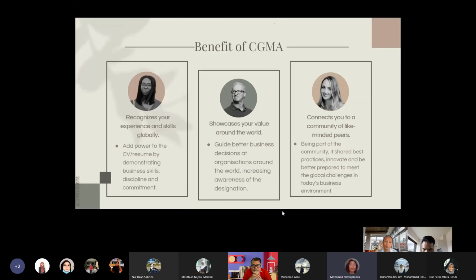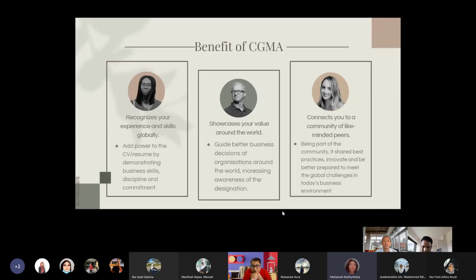Okay, next. So what is the benefit of CGMA? It recognizes your experience and skills globally, and you can add it to your CV or resume by demonstrating your CGMA business skills, discipline, and framework. Not just that, you can showcase your value around the world and guide yourself to better business decisions and organization, increasing awareness of the designation.